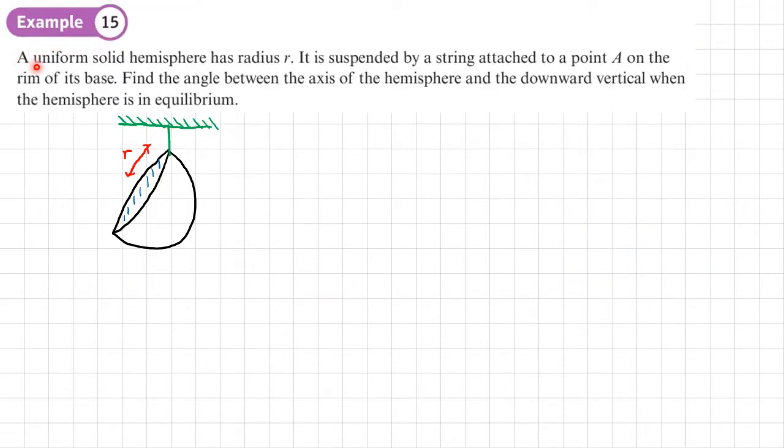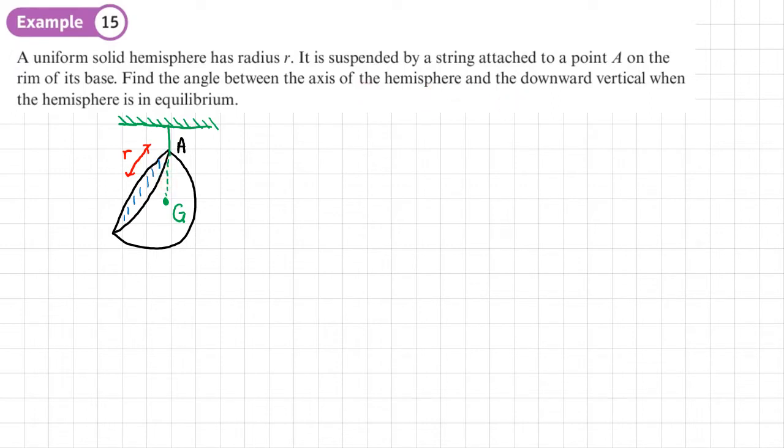Example 15. A uniform solid hemisphere has radius r, so I've got a hemisphere of radius r here. It's suspended by a string attached to a point A, so let's call this A here, on the rim of its base. Find the angle between the axis of the hemisphere and the downward vertical when the hemisphere is in equilibrium. So we're going to have the centre of mass somewhere down here, we'll call that G. This line is going to be directly underneath the point at which it's suspended. And the question says find the angle between the axis of the hemisphere and the downward vertical.